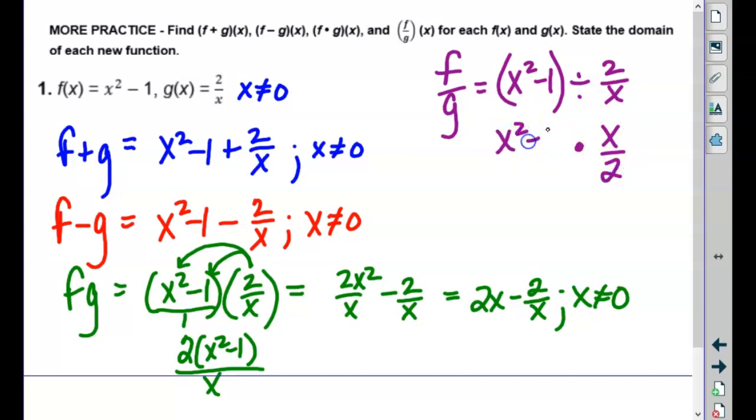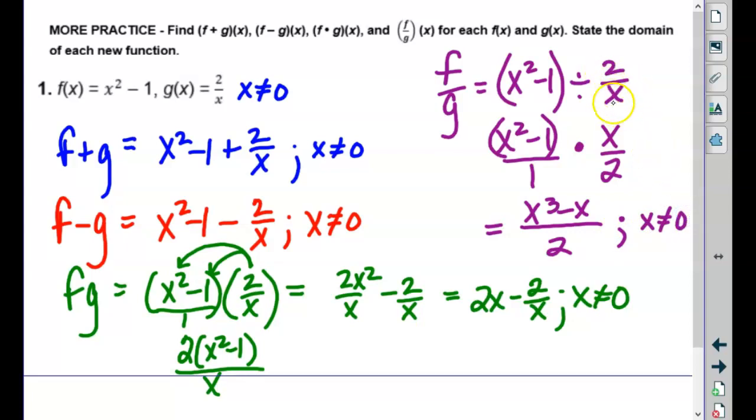So now I have x squared minus 1 times x over 2. If I distribute across the top up there, because this is like over a 1, I'd get an x cubed minus x all over a 2. We can leave it like that. But what was the restriction from the beginning that we still need to carry with us? Yeah, x can't be 0 from the very beginning because it was never included in that first function for g.